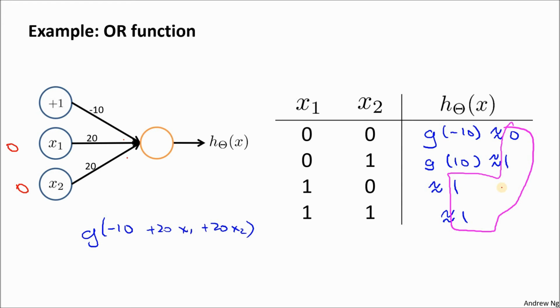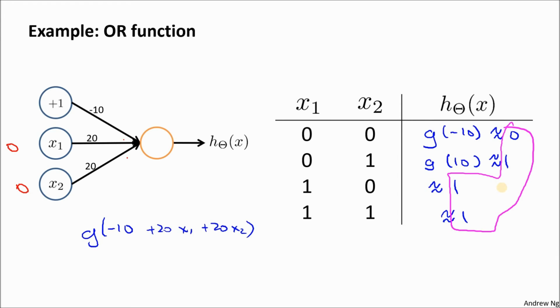Clear? So this is what will happen, and this is the representation of the OR gate. So with little changes we make over here, we get the AND gate and the OR gate.